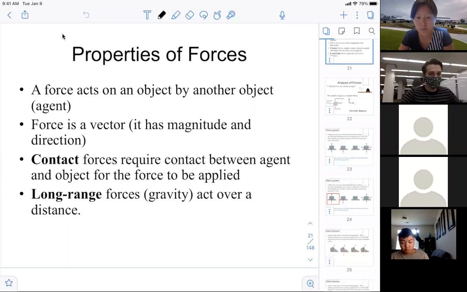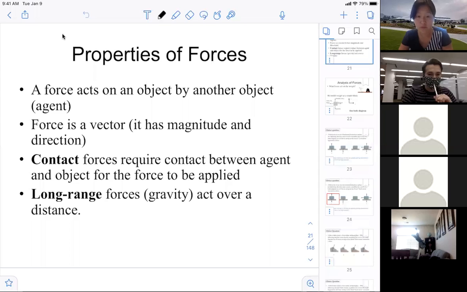For example, you're sitting on your chair right now. There is a normal force from the chair supporting you. So in this case, the force acting on you is by the chair. The chair is the agent. Or take gravity. Earth is pulling on us right now with a force downward, that's gravity. So the agent in this case is the earth and the force is acting on you. Okay, so that's the first property.